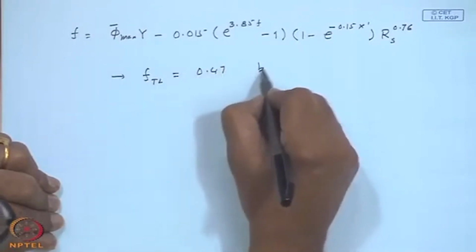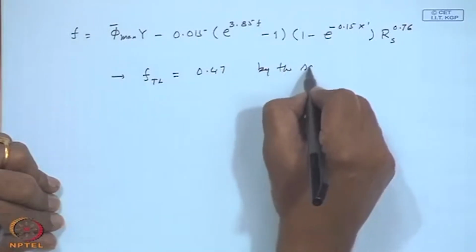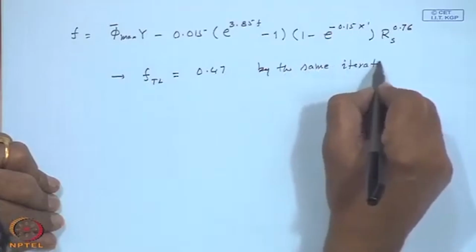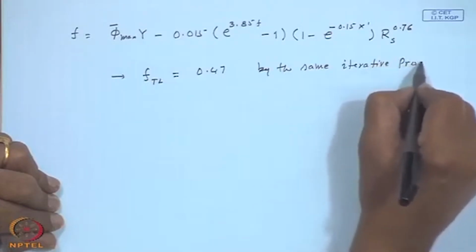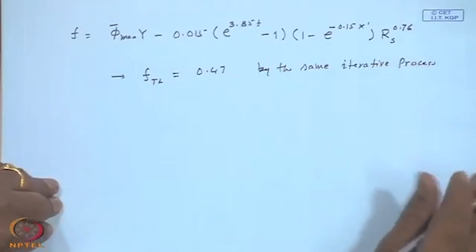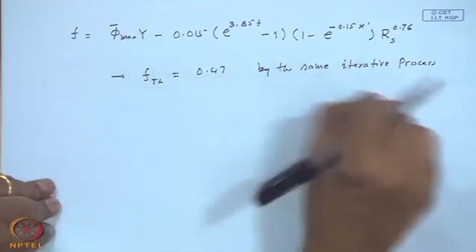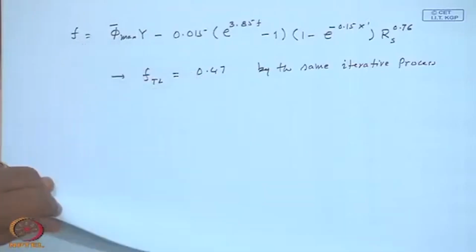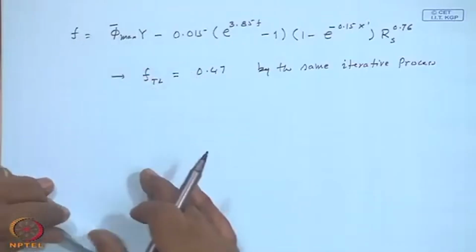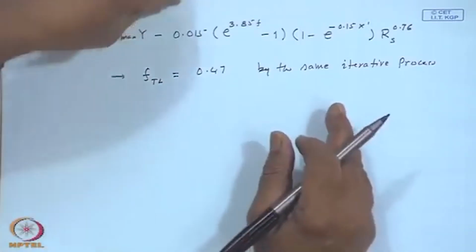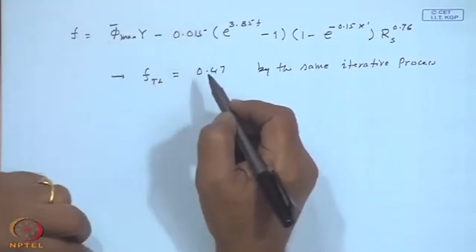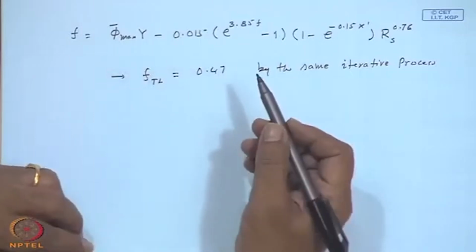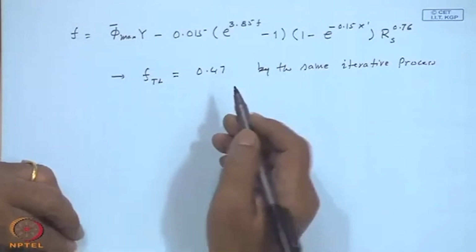It is by the same iterative process which I have described in the last class. Put all the numbers on the right hand side and this f should be less than phi bar max y. That will be your first guess, and then keep on iterating, evaluating the right hand side and see whether it is equal to the left hand side by, let us say, 0.01 or 0.05.